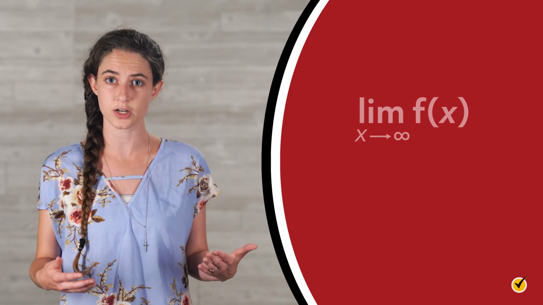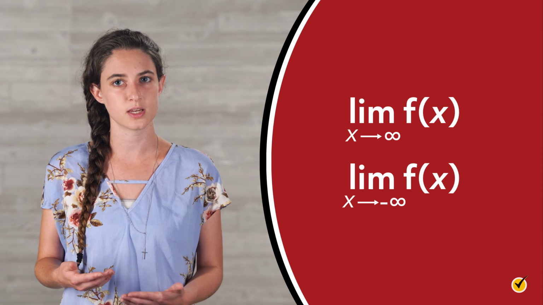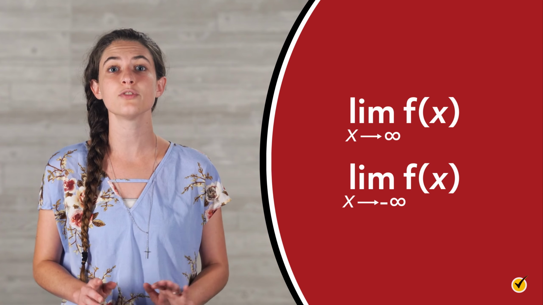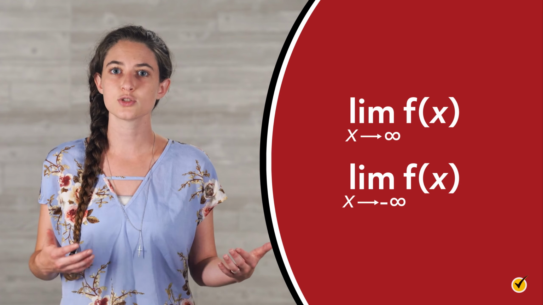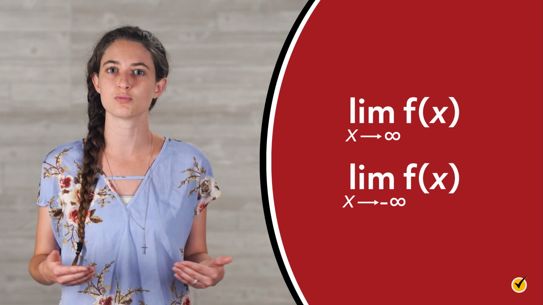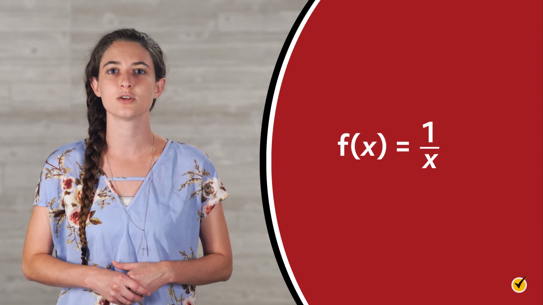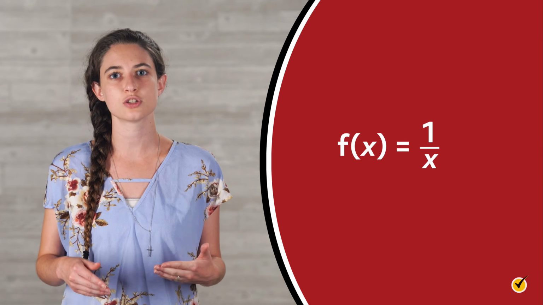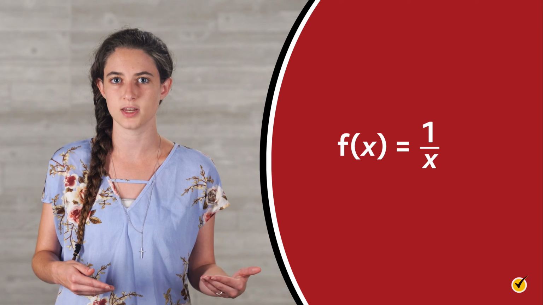Now that we are talking about infinity, another important thing to note about limits is that we can take the limit of a function as x approaches infinity, or as x approaches negative infinity. In other words, we can observe how a function acts as x grows larger and larger without bound, as well as how a function acts as x grows more and more largely negative. Let's look at the function f of x equals 1 over x again and see if we can determine this function's limits as x approaches positive infinity and then negative infinity.